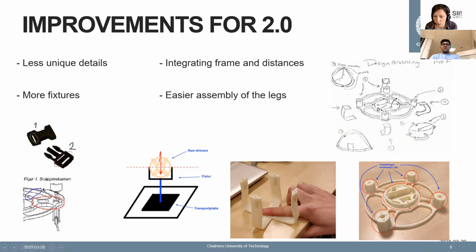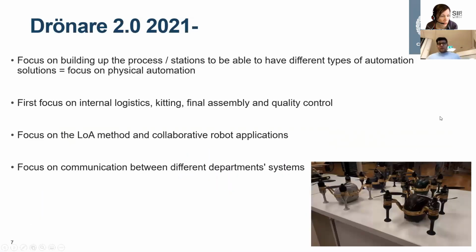So what we did was to create a new drone this year. This is how the new drone looks. The main focus on this type is to be able to produce or assemble it with many different types of automation, so a flexibility in resource due to physical automation. We also want to focus on more areas, so we are adding internal logistic kitting and quality control. We're focusing on the levels of automation method and collaborative robot applications, and also on communication, but this time within different departments' systems, a kind of system of systems thinking.